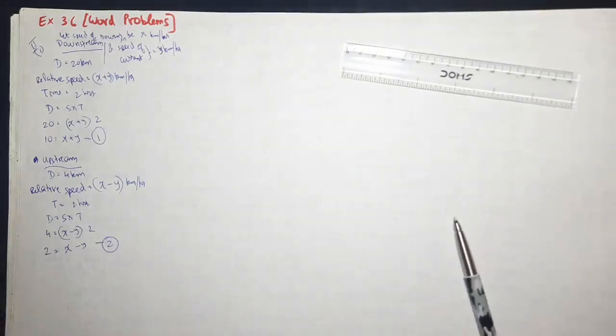So again, what is upstream and downstream? Upstream means when you travel against the river, so the flow of water will hinder your movement. The relative speed will be the difference of the two speeds, the speed of the boat and the speed of the water flowing in the river. During downstream, you are flowing with the water, so water will be helping you to flow. In that scenario, the relative speed will be the sum of the speeds of water and the boat. Using that concept and the formula distance equals speed into time, we obtained two equations and solved them. Second question.